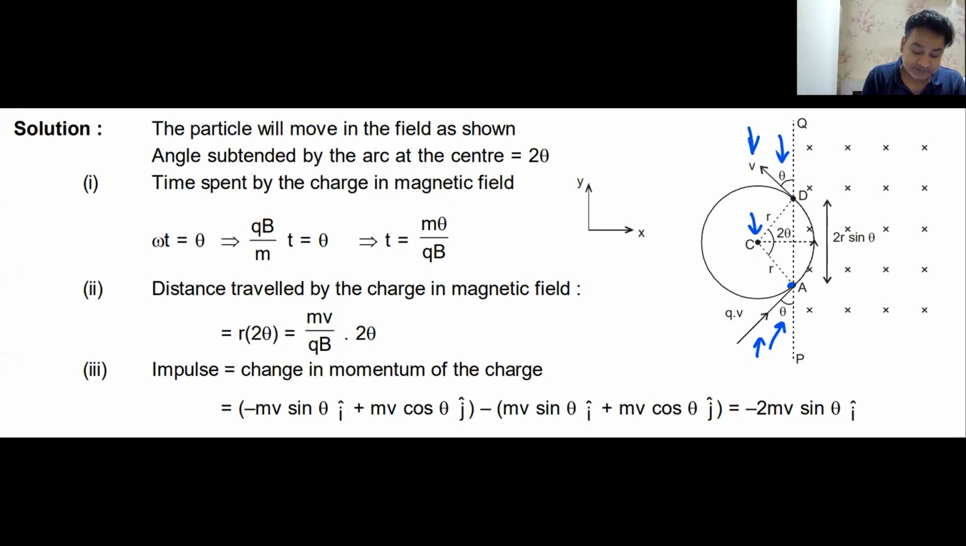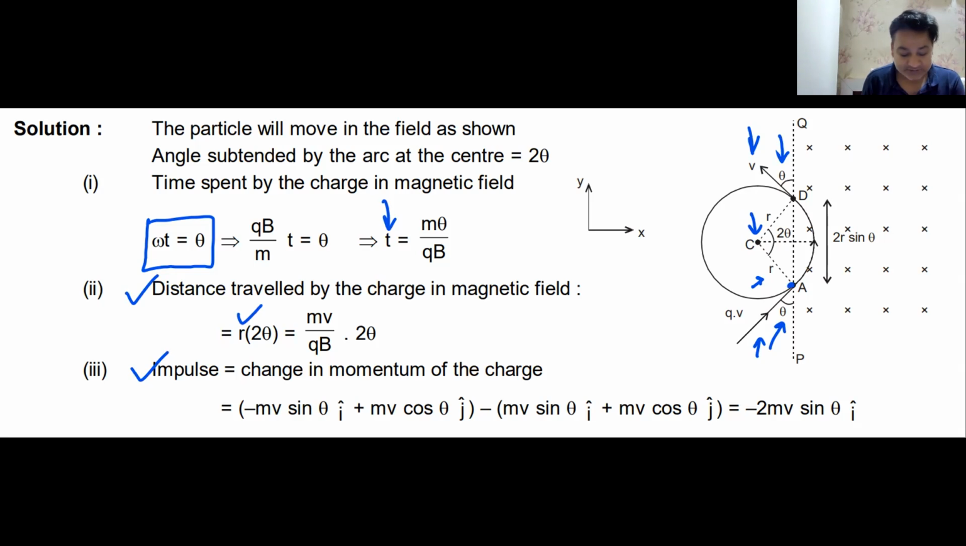You know the center of the circle. You know this radius. Then you know the constant angular velocity omega. Omega into t is theta. So from there you can find out the value of the angle theta or time t. Yes or no? Then they ask you distance traveled. So distance traveled is the length of the arc, R multiplied by 2 theta.